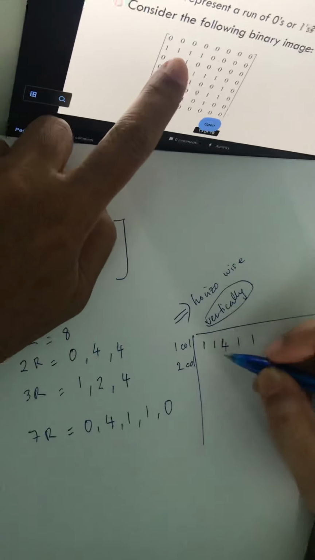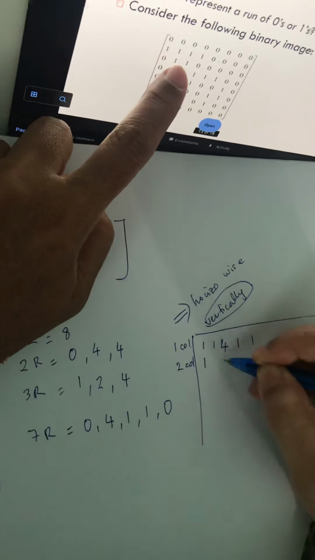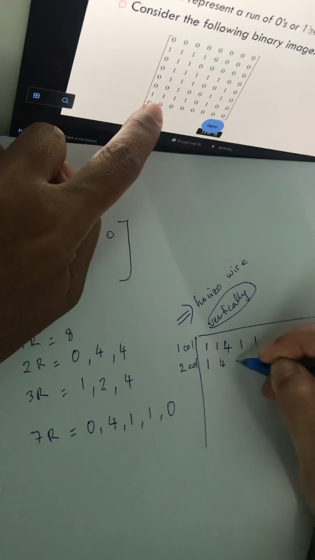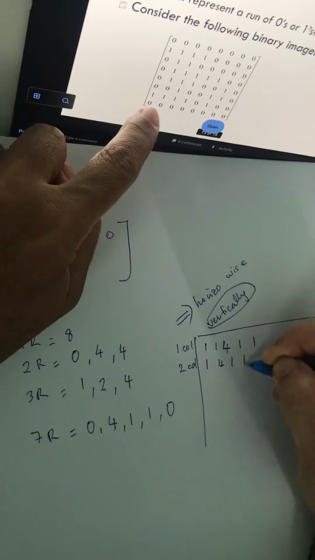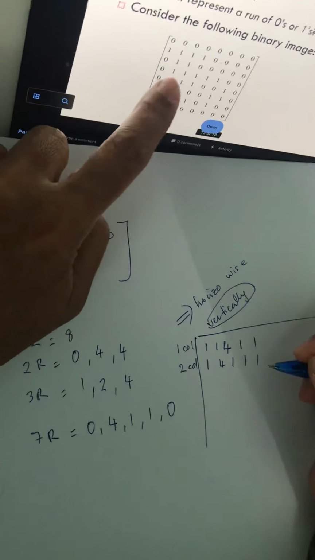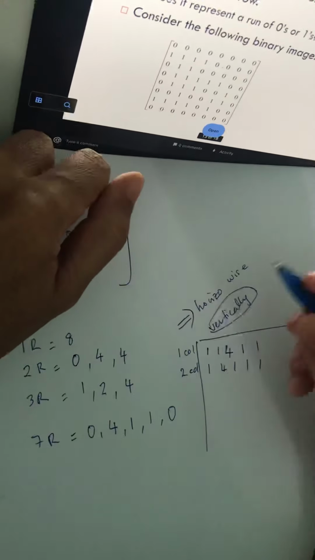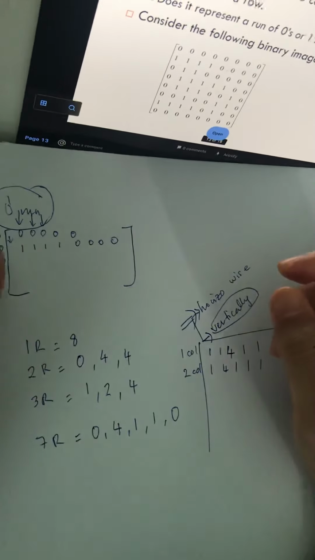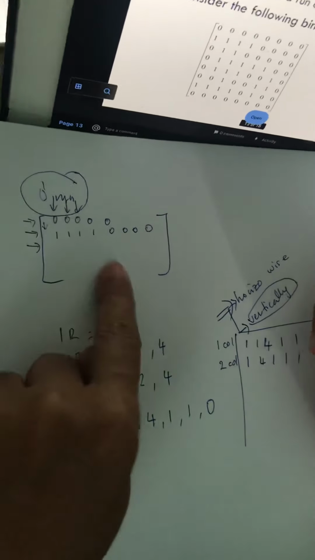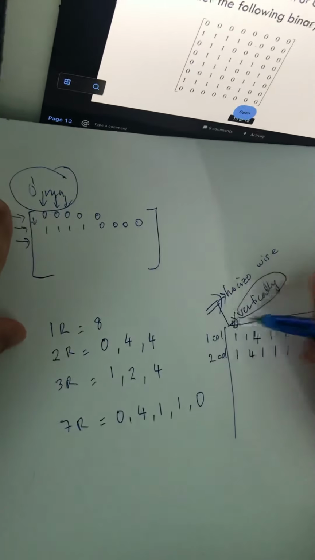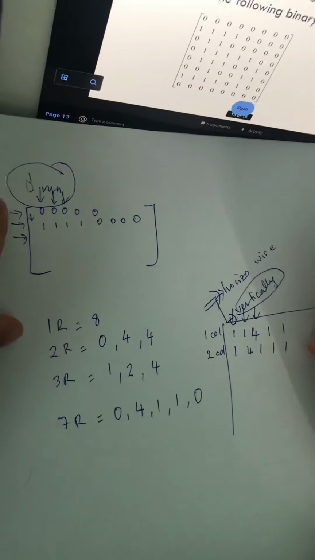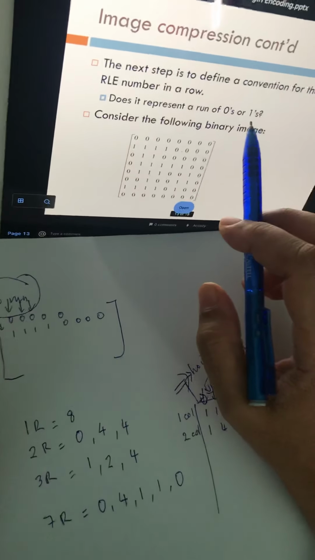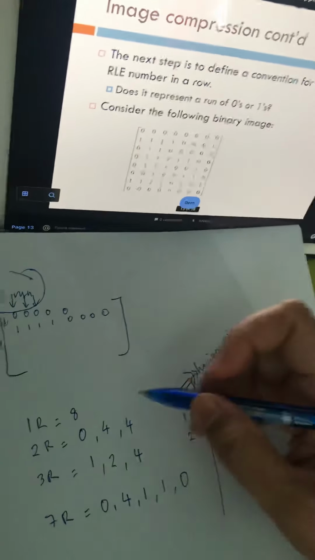The second column will be 1, 2, 4, 4, 1, 1, 1, and so on. So it is either horizontal or vertical. If horizontal, then you count row by row. If vertical, you count column by column. Okay? So if the run is 1, let's go back to the horizontal way.